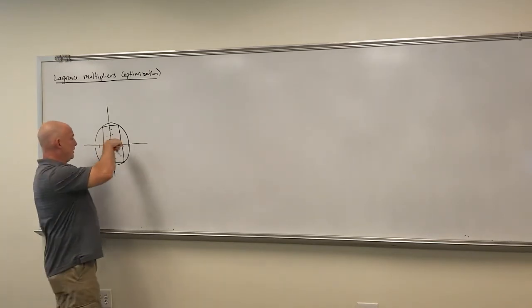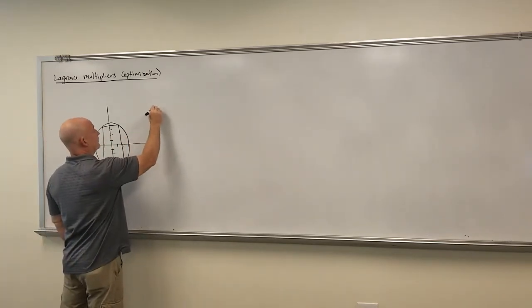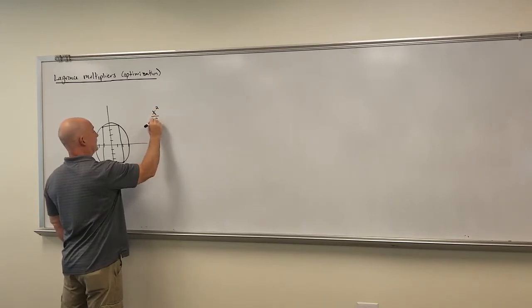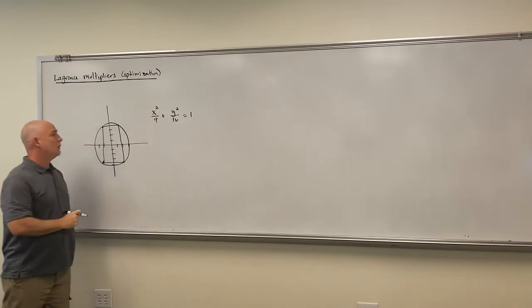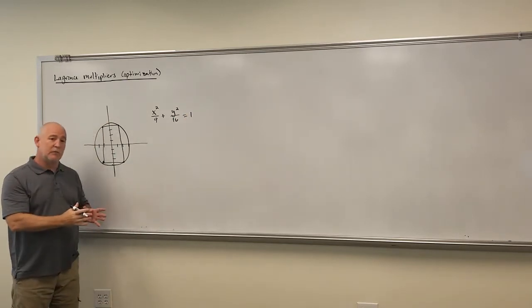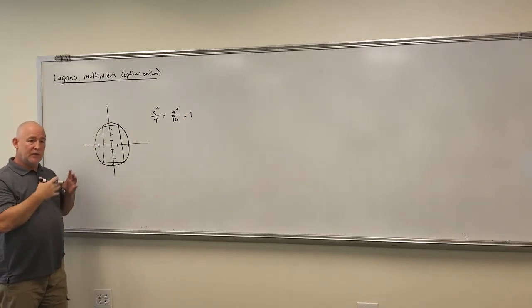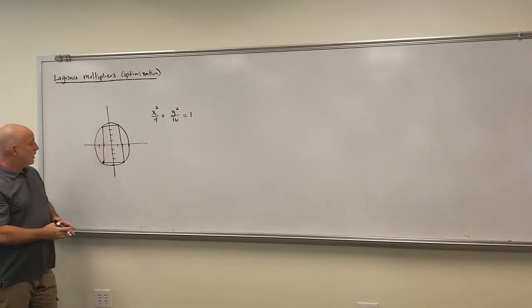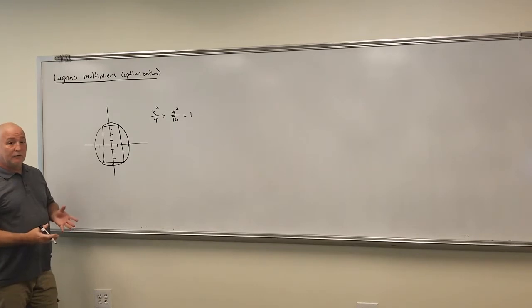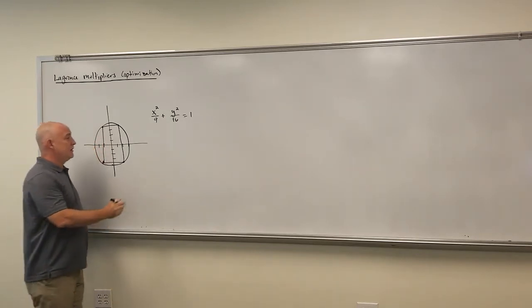Well, the way that I drew this, the equation for this ellipse is x squared over 9 plus y squared over 16 is equal to 1. So that's the constraint. Remember with our optimization problems, a lot of times we had a constraint, right? That's what's constraining the size of our rectangle. So what are we trying to optimize? Well, we're trying to optimize the area of this rectangle.